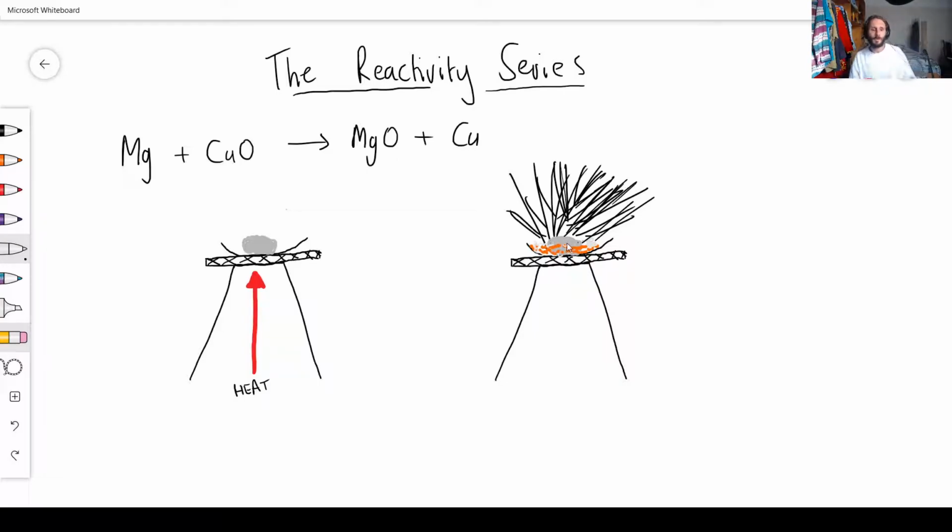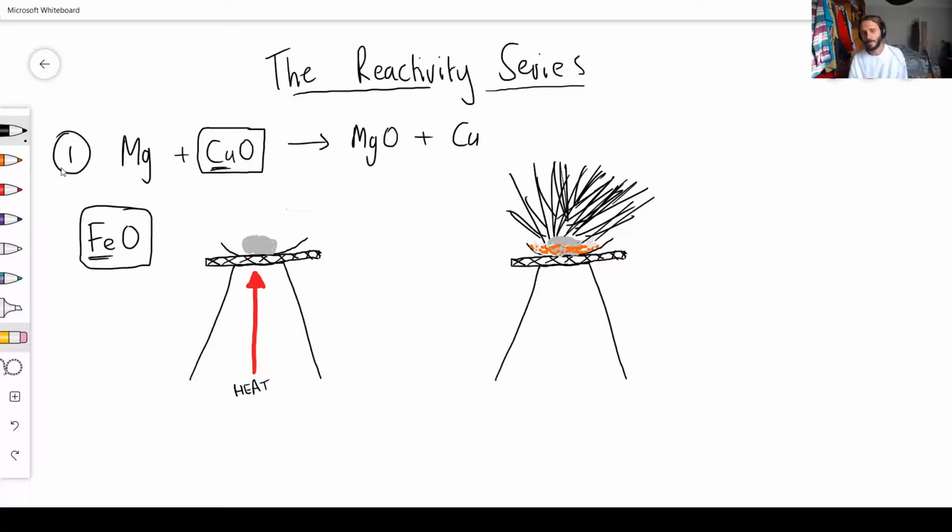So why do we do this? Well, it's used to extract pure metals like copper. Most of the time in the environment we find metals as metal oxides. We can see here this is copper oxide. Another example would be iron oxide. And what we're trying to achieve is to extract the pure metal, the atom by itself, iron or copper in this case. So this is our first experiment that we are talking about.